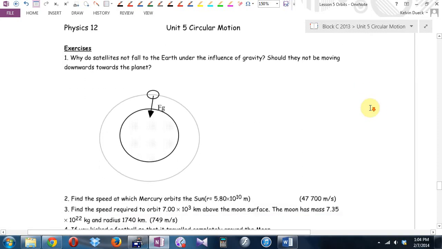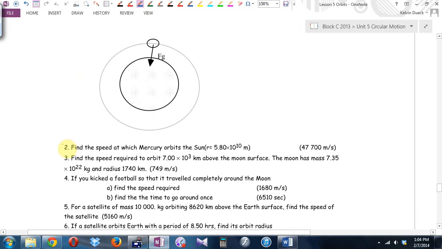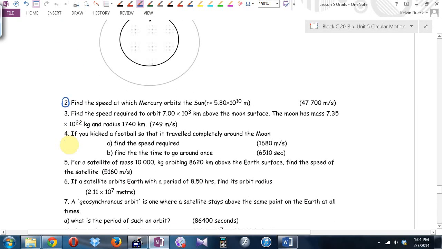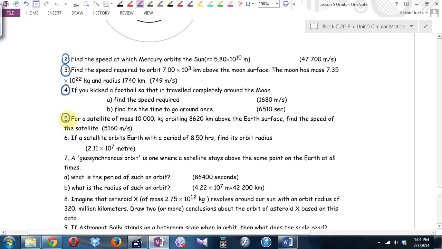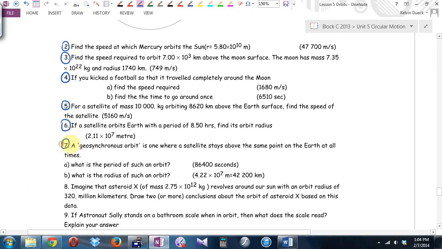Homework. Number 1, we talked about it, but it's worth repeating. You can explain in your own words. 2 is good. Mr. Dueck, they didn't tell me the mass of the planet Mercury. Betcha it cancels. Oh, you do need the mass of the sun, but that is on your formula sheet. Moon? Oh, how could you not want to kick a football on the moon all the way around the moon so that it hits you in the back of the head? Please. 5 is good. 6 is good. 7 is good.